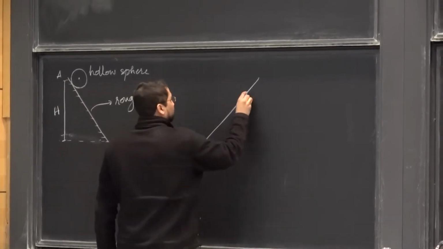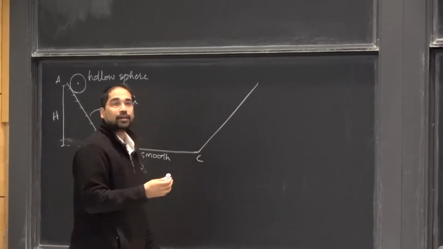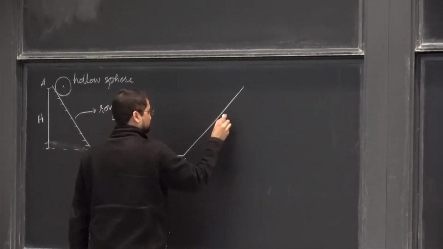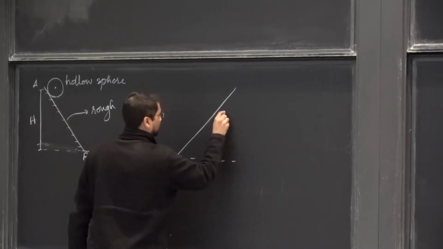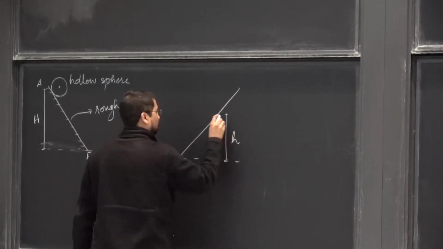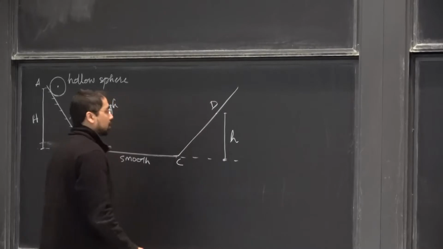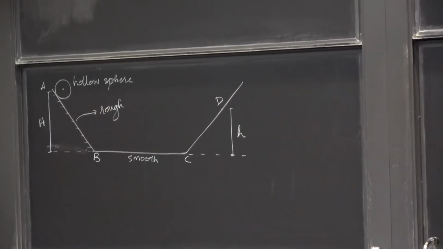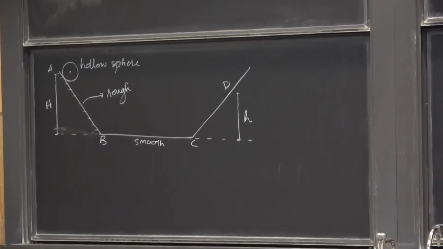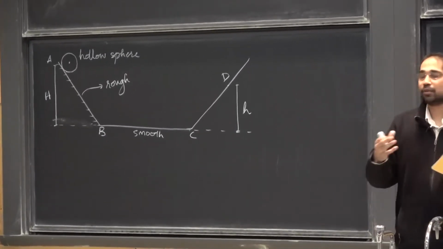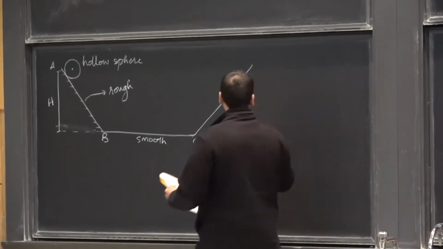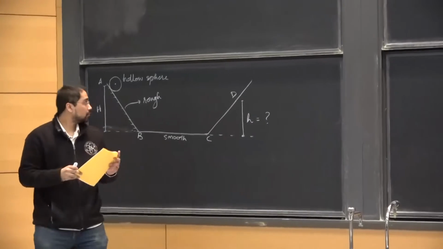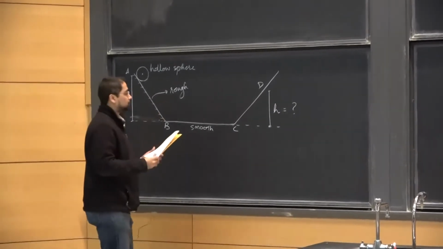And then from C it climbs up another hill because it has some speed, right? It's moving, so it's going to start climbing and gets to some point D, where it momentarily stops climbing and then turns back. We're not worried about what happens after it turns back. We only really want to see how high it climbs on the slope CD.